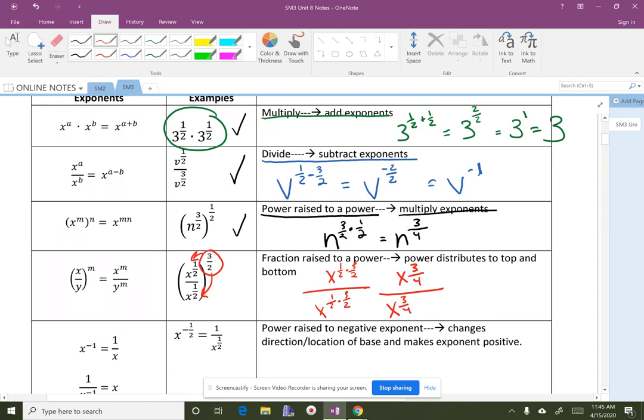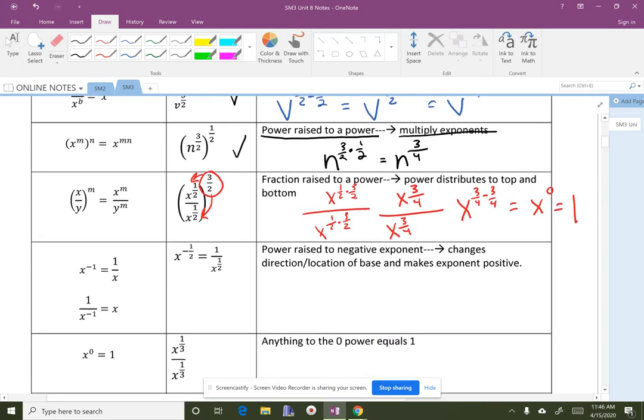And then look, we have division, which is subtraction. So this is really x to the 3/4 minus 3/4, which is x to the 0, which you'll learn down towards the bottom that really equals 1. But the main idea here is that when you have a fraction raised to a power, the power distributes to the bottom and the top.